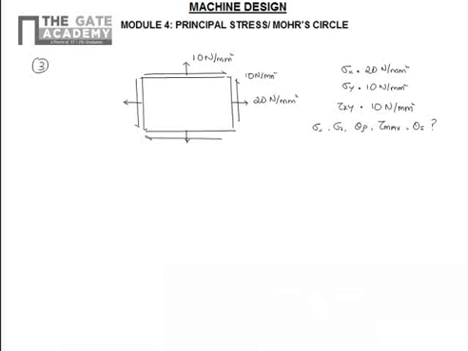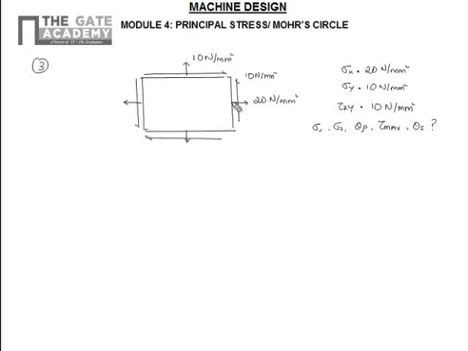Now we'll take another example. A rectangular specimen is subjected to a load such that sigma x is equal to 20 Newton per mm square, sigma y is 10 Newton per mm square, and we also have a shear stress tau xy, which is 10 Newton per mm square. We have to find the principal stresses and the plane on which they act, and the maximum shear stress and the plane on which it acts.